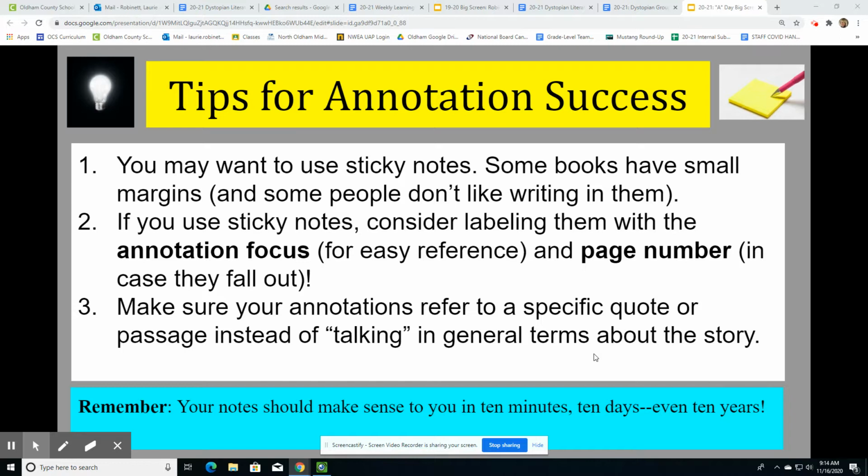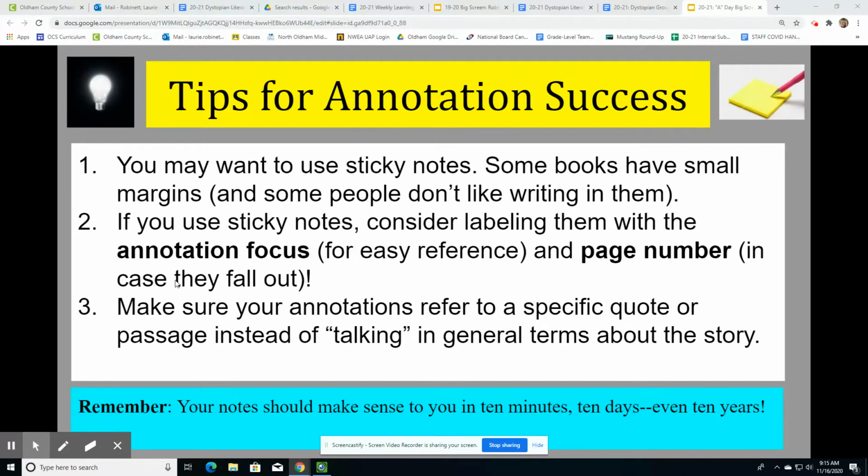Today is really devoted to giving you a chance to continue the process of annotating and communicating with your group. As you can see, I pulled up some tips for annotation success. If you are uncomfortable writing and highlighting in your text, there's always the option of using Post-its. Just remember to label them with all of your notes, possibly even page numbers, and make sure they clearly reference a specific passage. Remember that your note should make sense to you in our 10, 10, and 10: 10 minutes, 10 days, and yes, even 10 years.